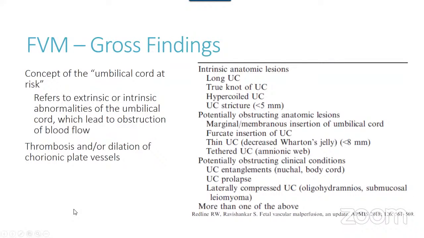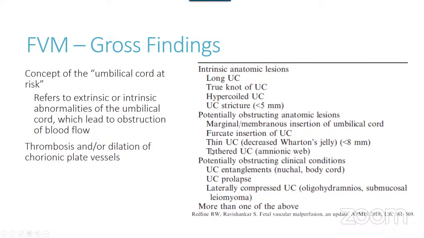So what are the gross findings we might see? This is the concept of the umbilical cord at risk, which refers to abnormalities of the umbilical cord which lead to obstruction. And then, as we mentioned, leads to thrombosis and/or dilation of these large vessels. So you can divide into these three different categories.